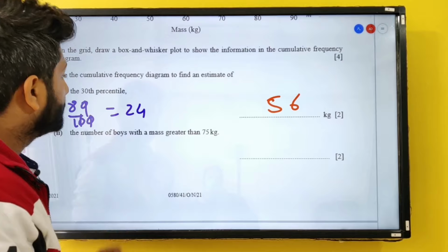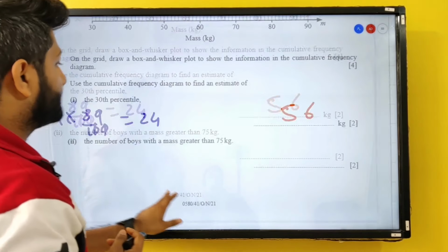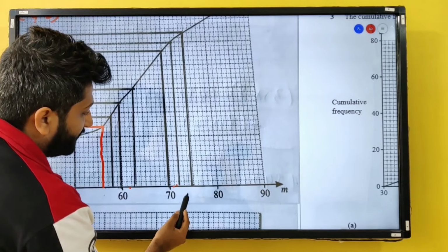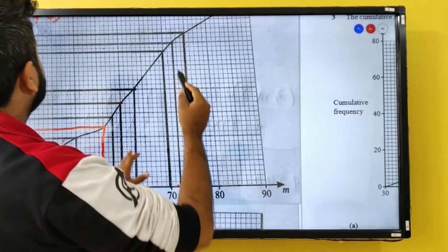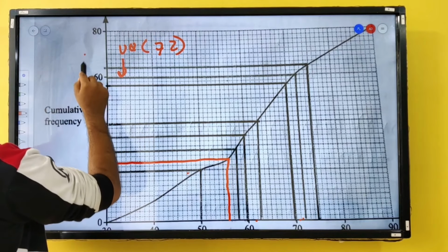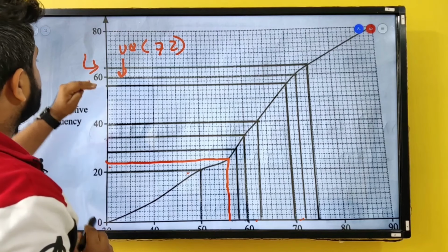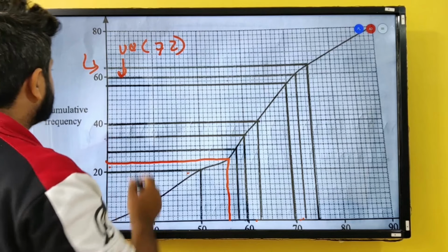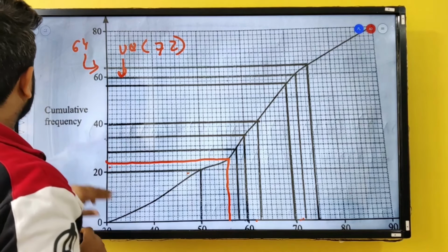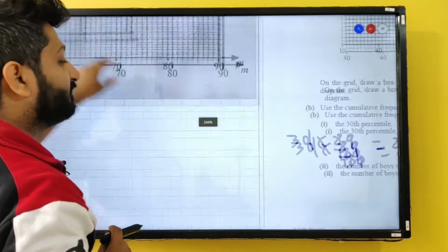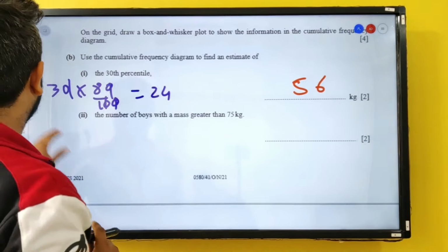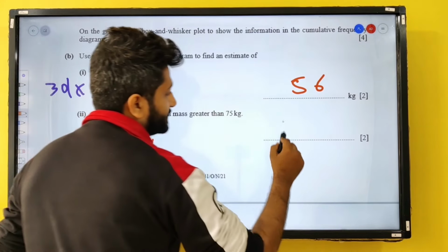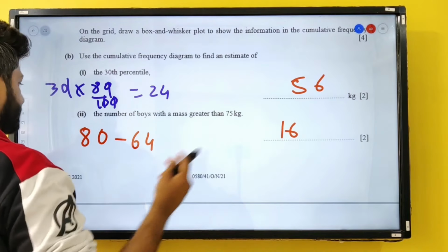Find the number of boys with a mass greater than 75 kg. I am supposed to find the number of boys whose mass is greater than 75. From 75, I will draw a straight line, and I think it meets here. Each marking is of 2 units, so this is 64. So the number of boys whose mass is greater than 75 is going to be 80 minus 64, which is 60. Let's move to the next question.